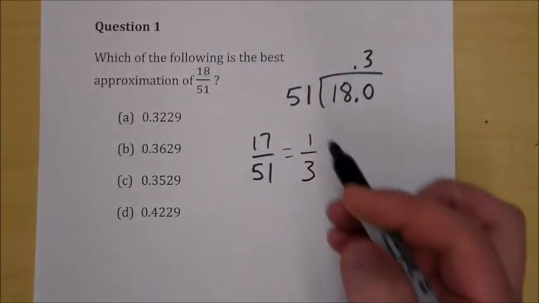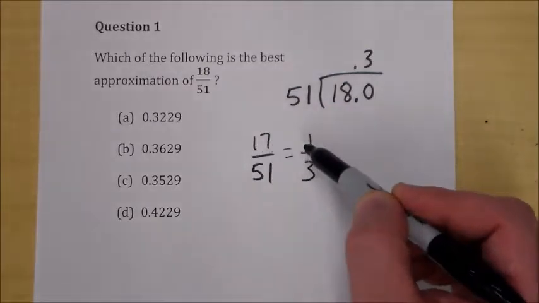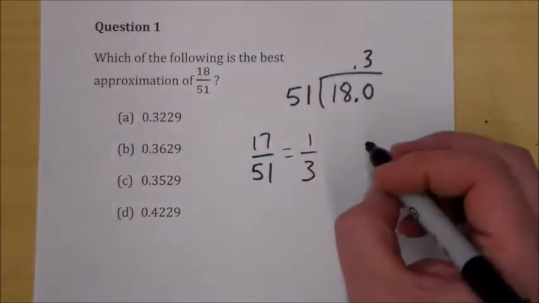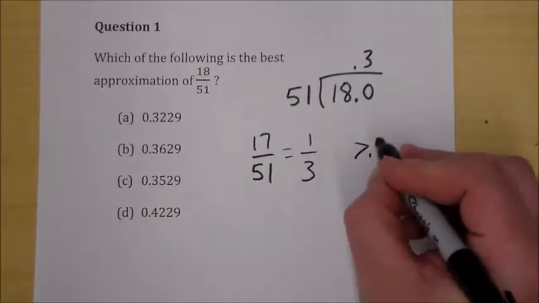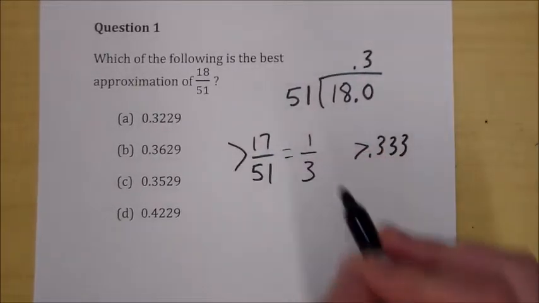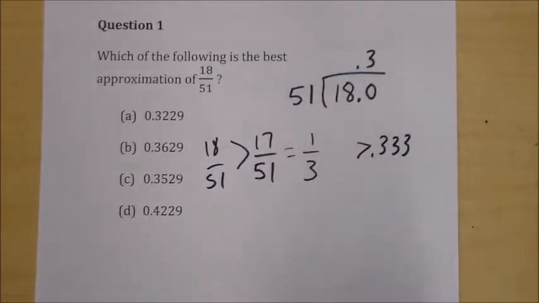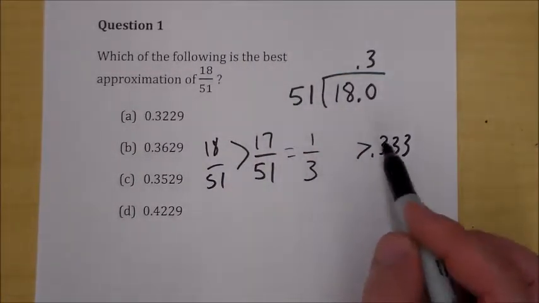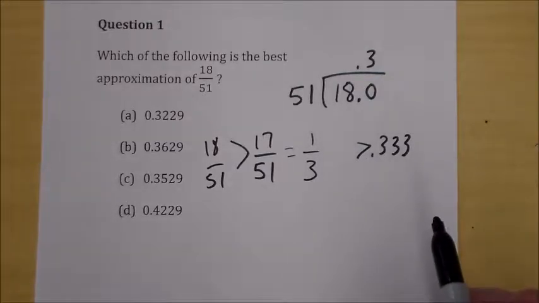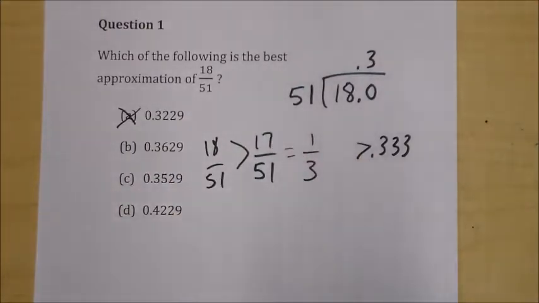You just know it. And if we have an 18, which is bigger than 17, we know that the approximation is going to be greater than 0.333, right? Because if 18 over 51 is greater than 17 over 51, which is a third, the answer is going to be greater than 0.333. Well, how about A? A is less than 0.333, so that's gone. Anything else gone?